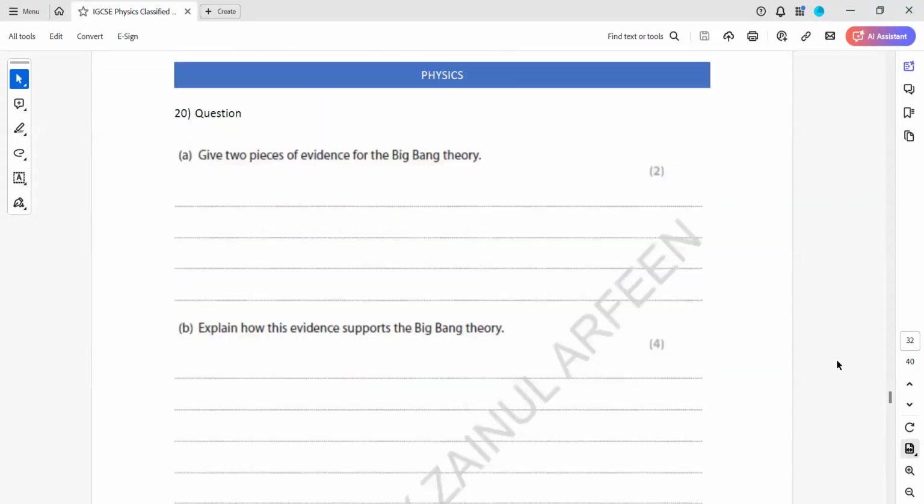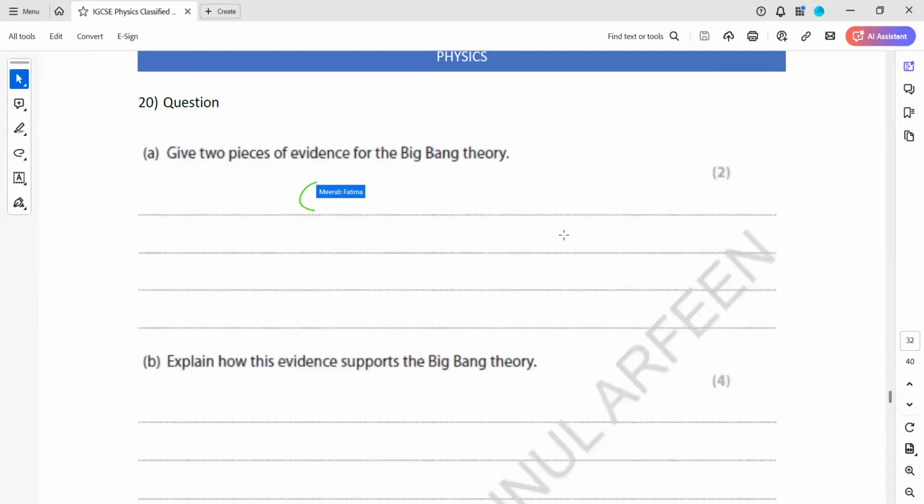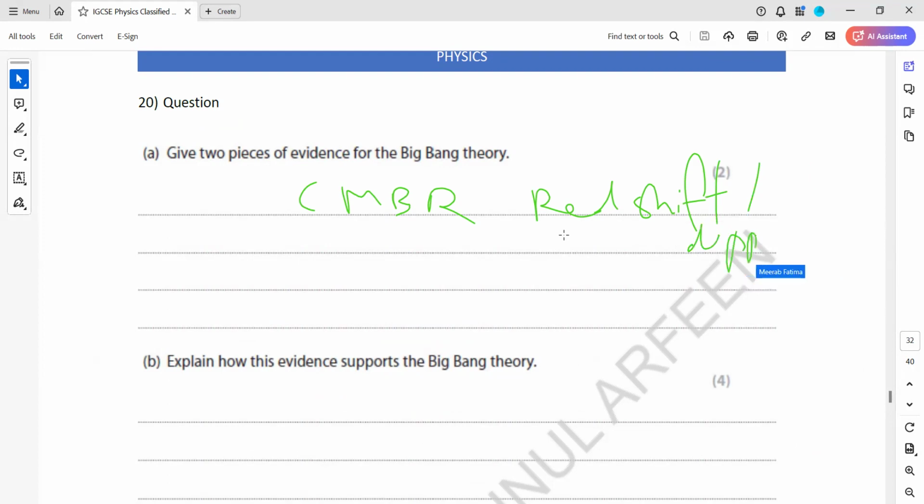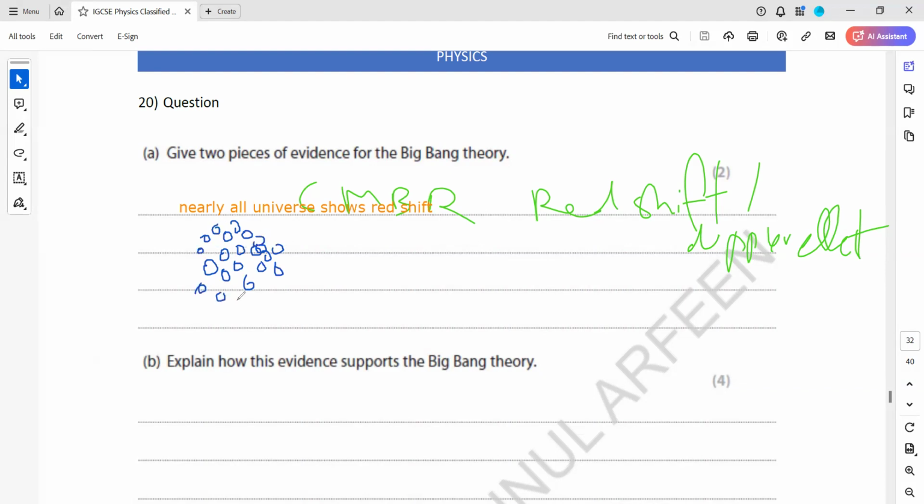This question is related to the Big Bang. Give two pieces of evidence from the Big Bang theory, like how we are convinced that the Big Bang happened. One is the cosmic microwave background radiation. What is cosmic microwave background radiation? Look, according to the Big Bang, it all started with an explosion. So the moment when it all started, the universe was so dense that any radiation emitted from those particles was trapped.